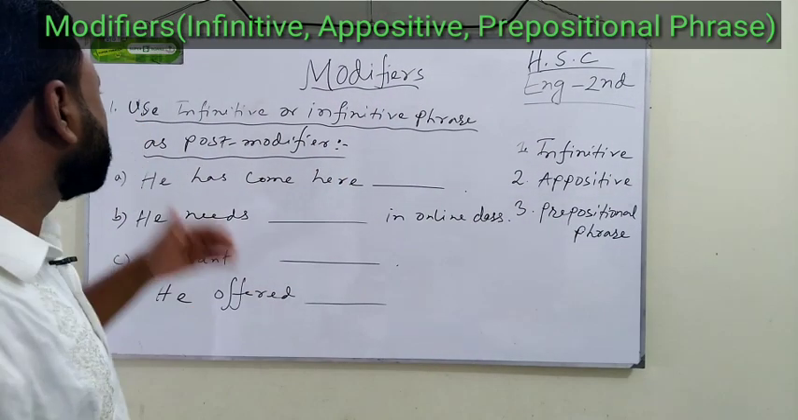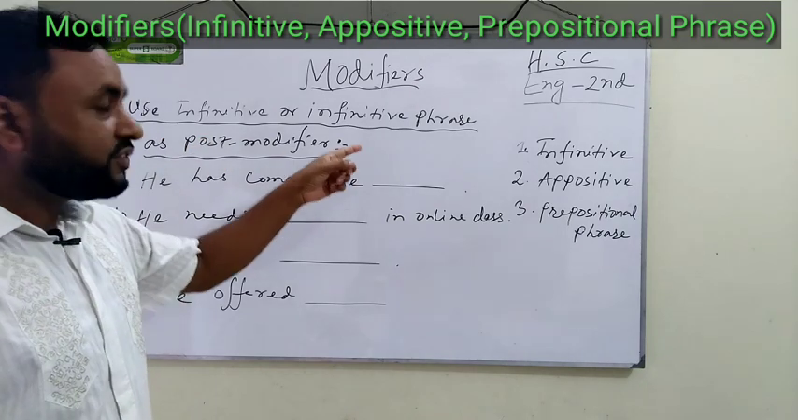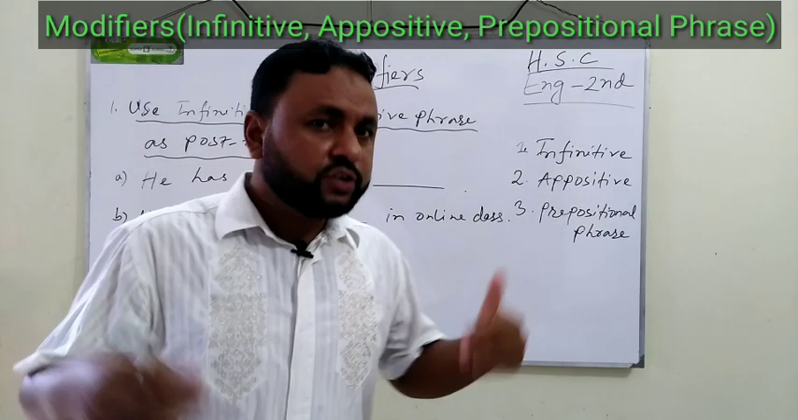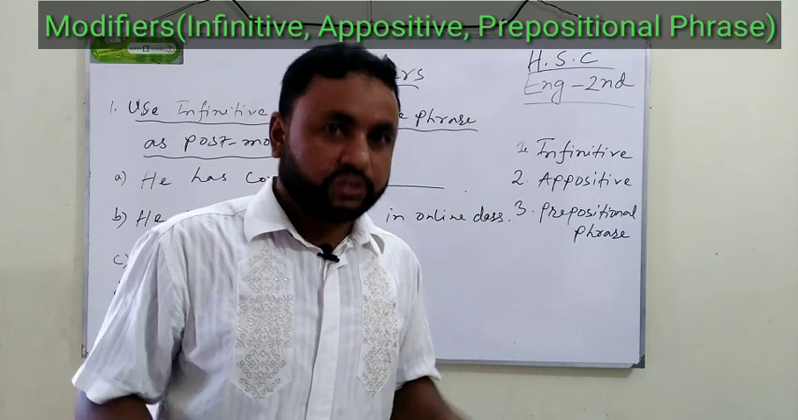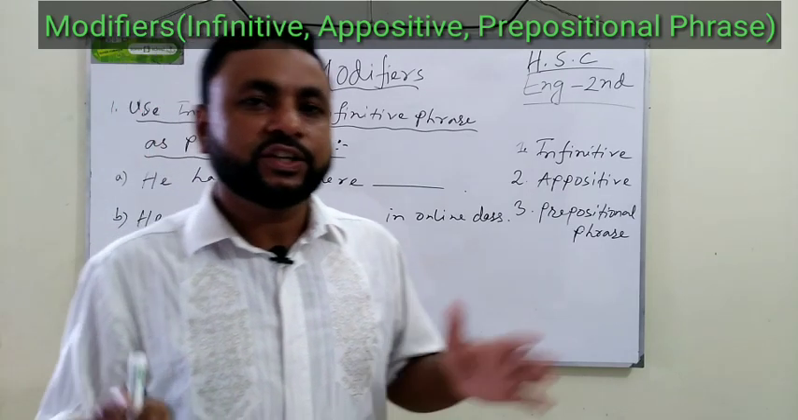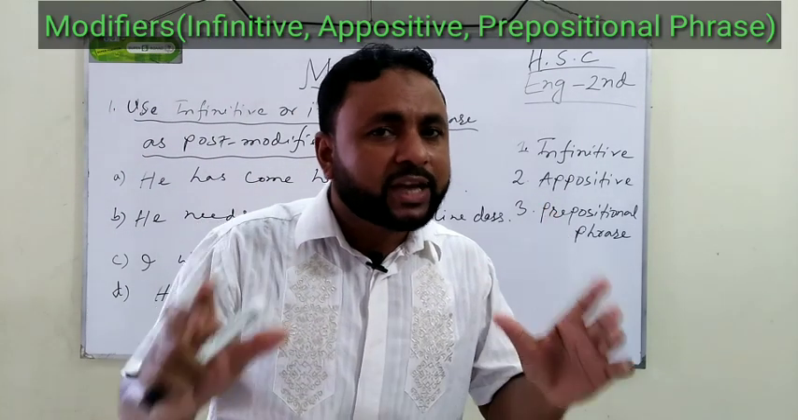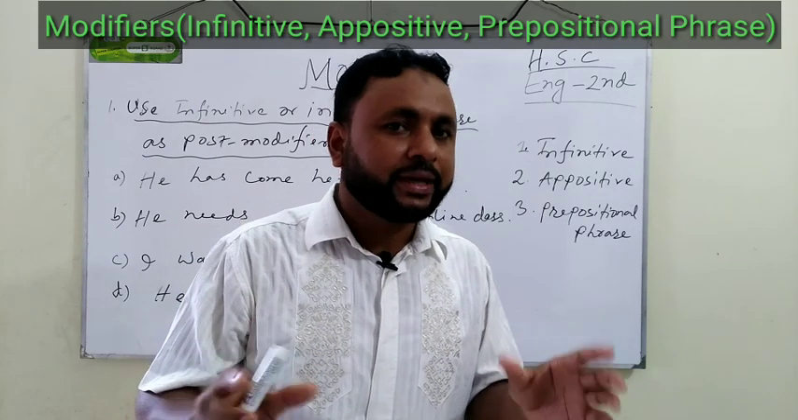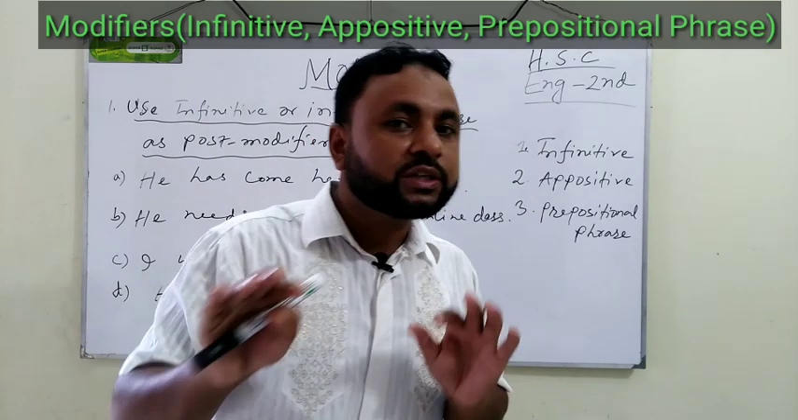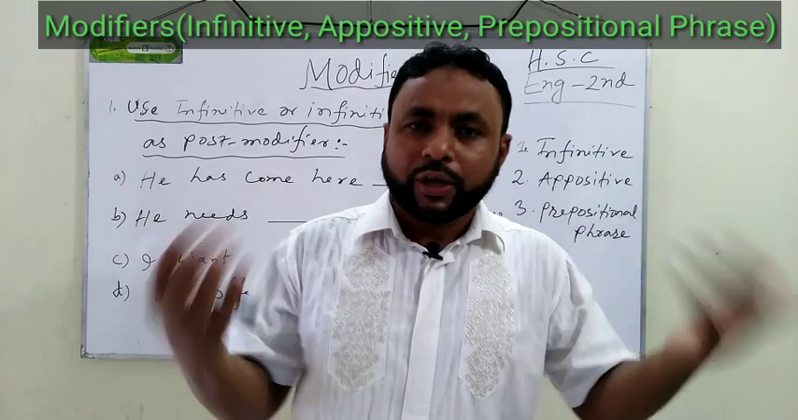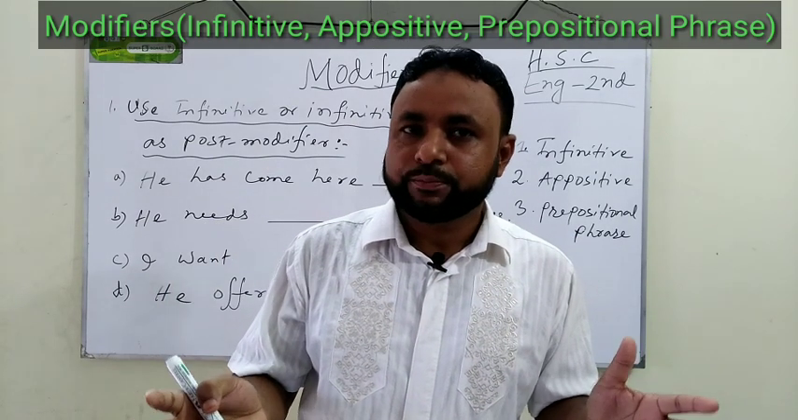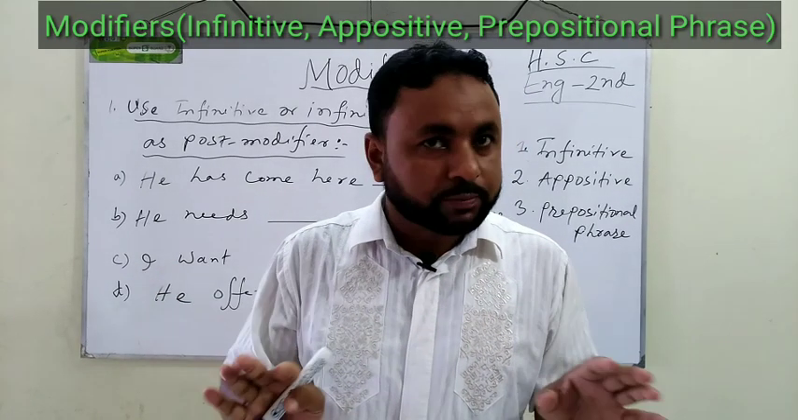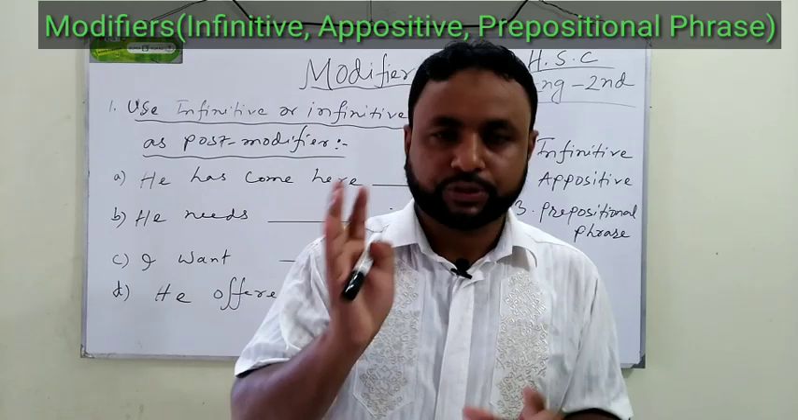How can we use an infinitive or infinitive phrase as a modifier? First of all, can you tell me what an infinitive is? I have discussed it earlier. An infinitive is just the base form of a verb with to in front of the verb. When you use the infinitive, the to will be part of a verb. It will not be part of a preposition.